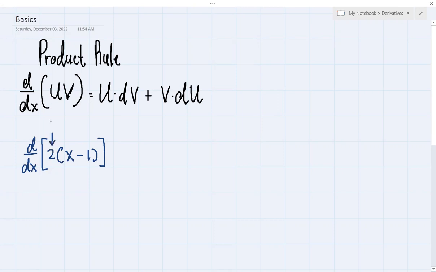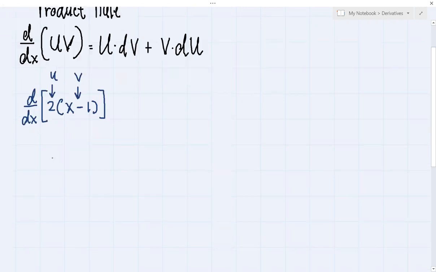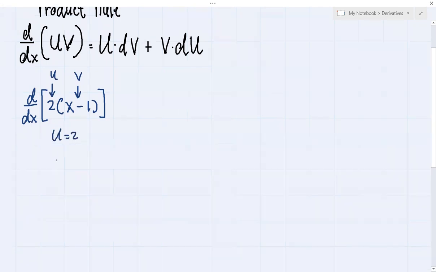Okay? Let u be 2, let v be x minus 1. Mamili kayo kung sino diyan si u at sino diyan si v. Okay? So ito, yung u mo si 2, yung v mo si x minus 1. Let's get the derivative of your u. So, ano ang derivative ng 2? The answer is 0 kasi constant term lang siya.